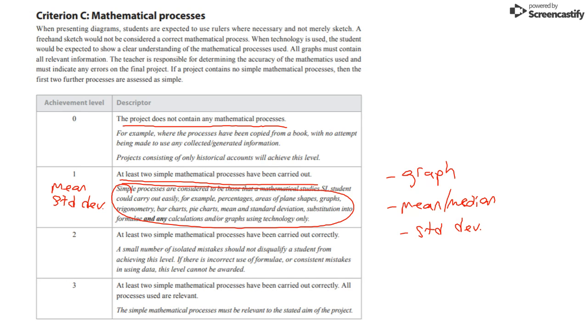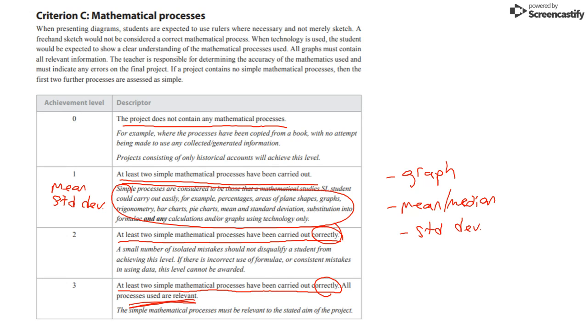And then from there, we start looking at correctness, right? So to jump from 1 to 2, at least 2 processes have been carried out correctly. To a 3, at least 2 simple mathematical processes have been carried out correctly. All are relevant. This means if you do a calculation or you create a graph and you can't tell me something about your data now from that calculation, it wasn't relevant.